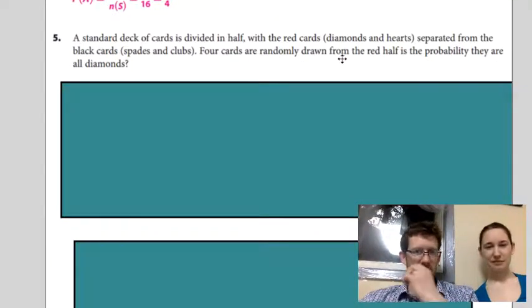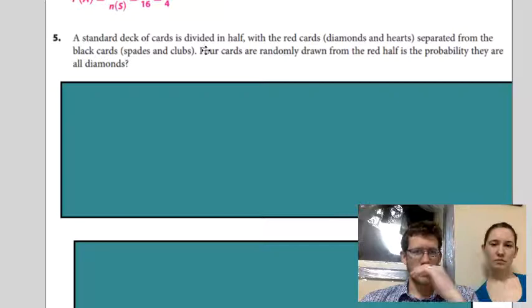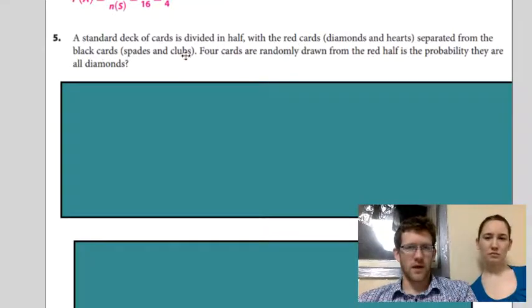A standard deck of cards is divided in half, with the red cards, diamonds and hearts, separated from the black cards, spades and clubs. 4 cards are randomly drawn from the red half. Weird wording here. It just asks what is the probability. So we're drawing 4 cards here. So it's weird, 4-card hand, but that's fine. How many possible 4-card hands are there? And we're just drawing from the red half.